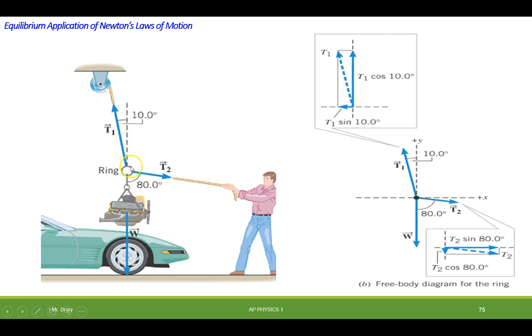And we resolve this vector into its components as well. We have T2 sine of 80 and T2 cosine of 80. Now if you're having difficulty understanding this, take a moment, pause the video, look at it, and determine where these vectors are coming from and where these components are coming from. And obviously we still have weight acting down. So we have T1, T2, both broken into components, and weight acting in the y.